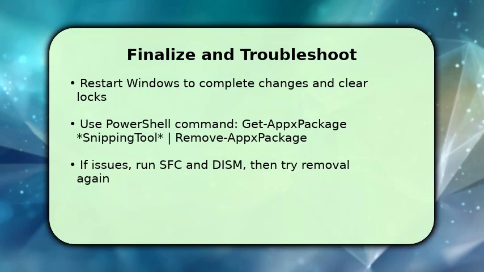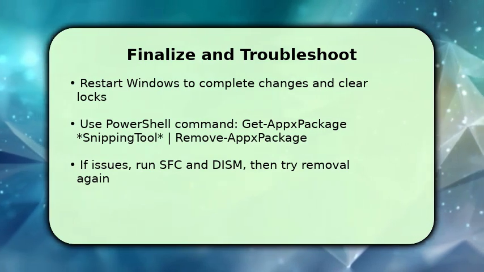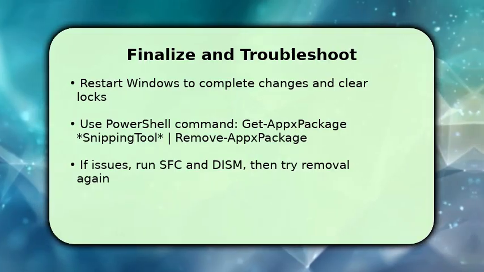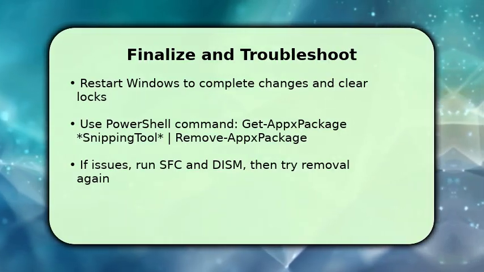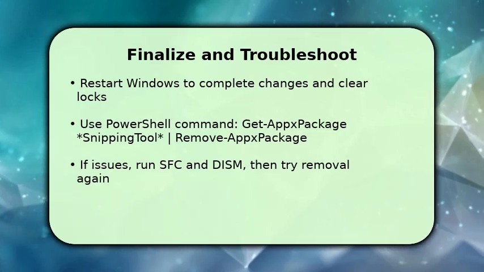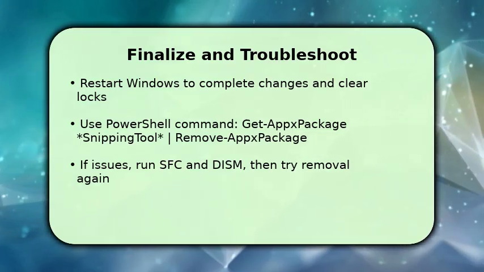Finish by restarting Windows to let the system apply changes and release any file locks that block removal. If you used PowerShell, run Get-AppxPackage *snipping tool* piped to Remove-AppxPackage to forcibly remove the app. This is effective when settings fails.